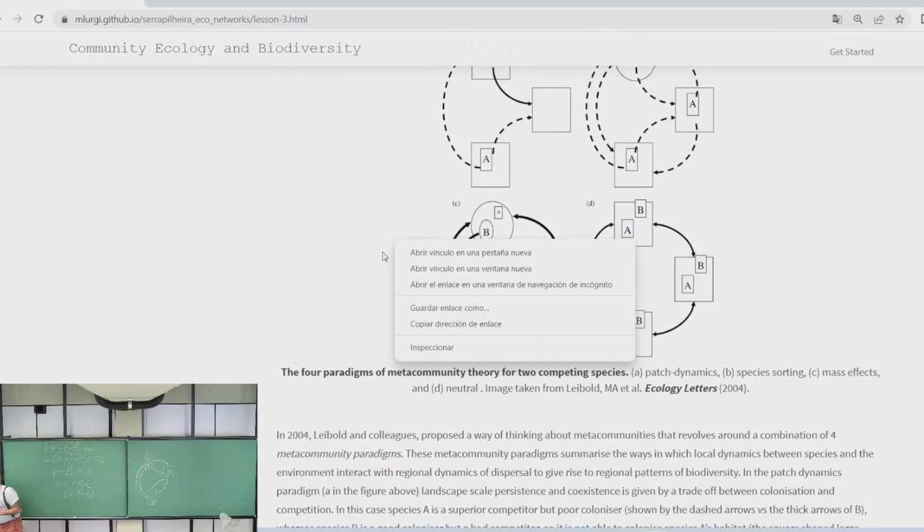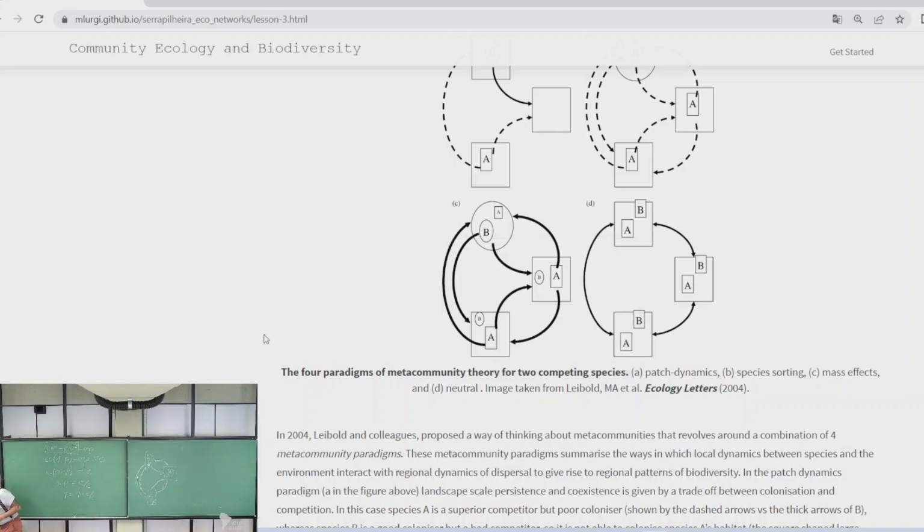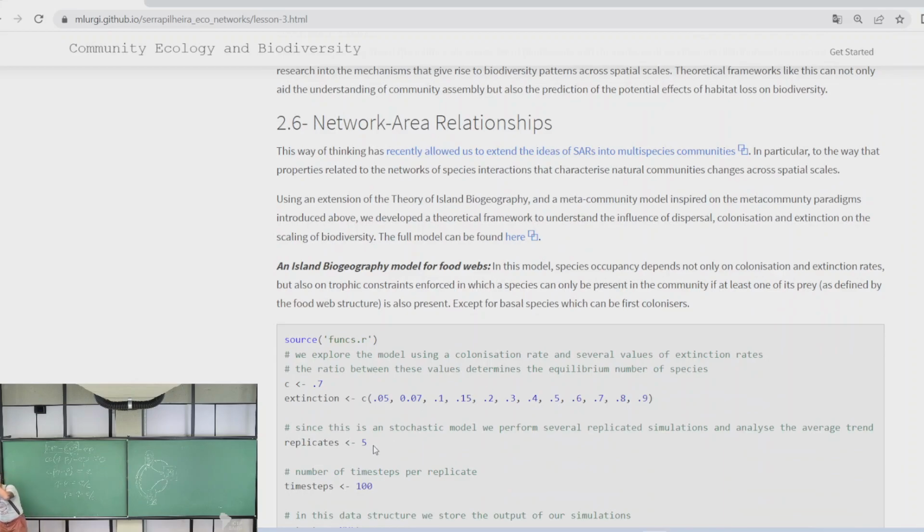how we can use this kind of thinking to, the main focus that I wanted to bring up in this lecture, which is how can we use these frameworks and these models to understand the scaling of biodiversity, and in particular to move one level above the species-area relationship to what we have called the network-area relationship. So we are still interested in the species-area relationship, but now we want to see what happens also to another aspect of biodiversity, which is the species interaction networks.